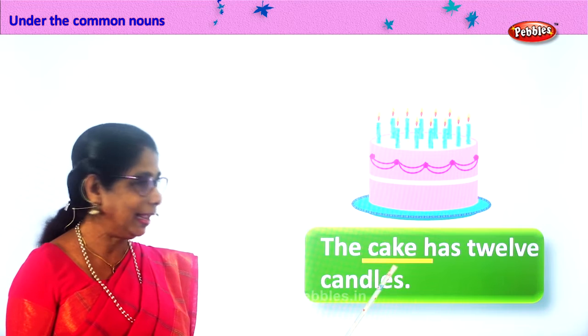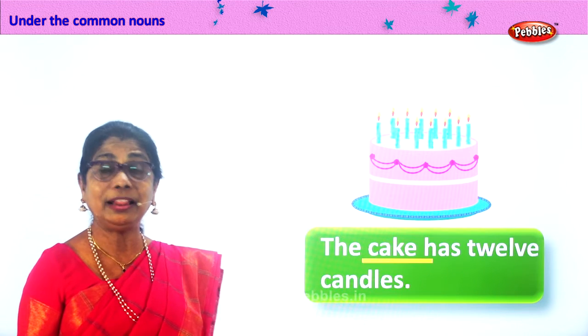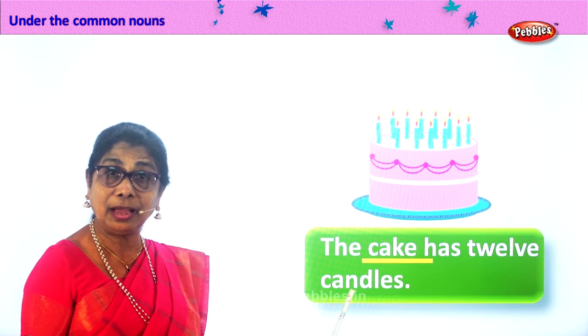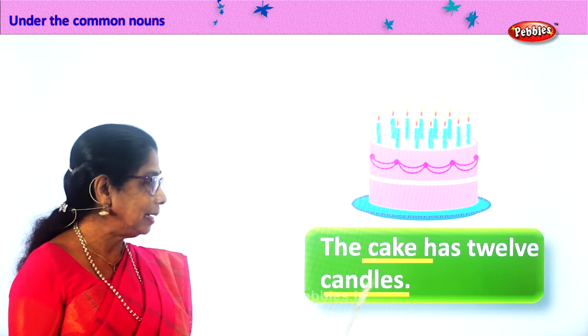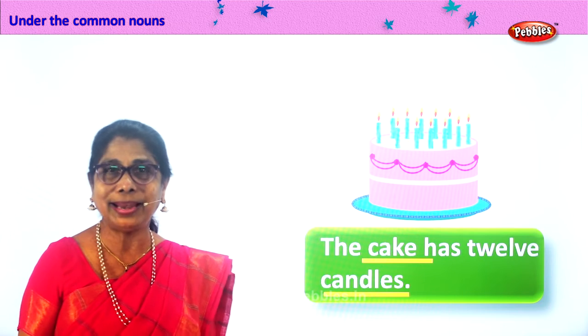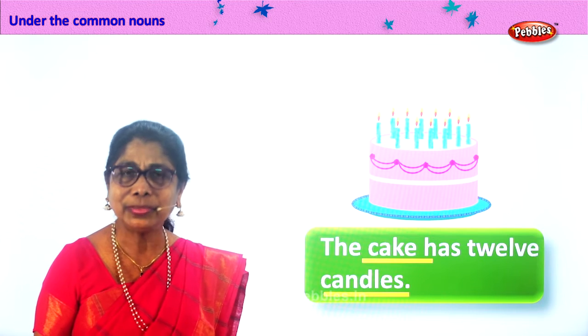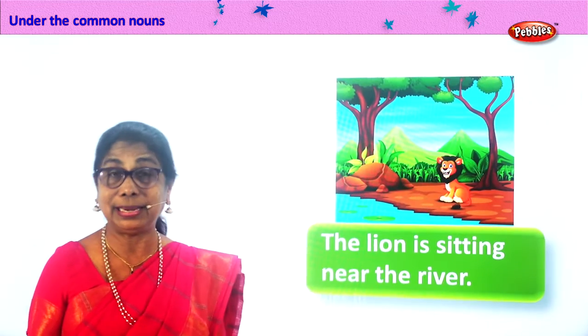So we underline cake. And how many candles are there? 12. Candles is a common noun. Cake, candle. In this sentence, cake and candles, both are common nouns. Did you enjoy? Let's look at another picture, another sentence.